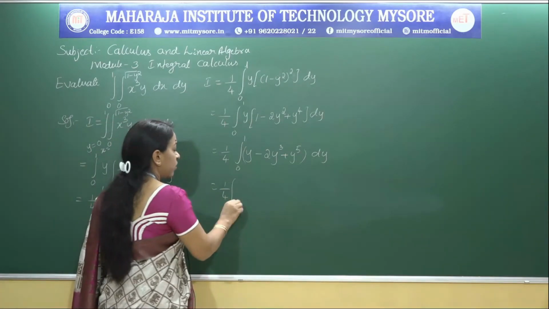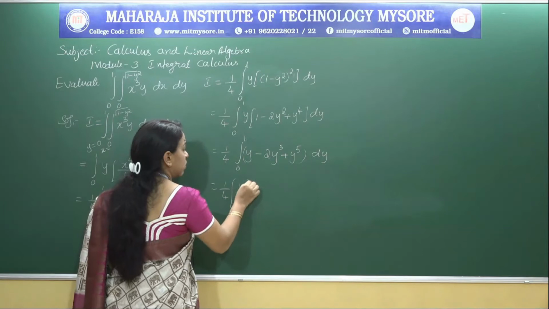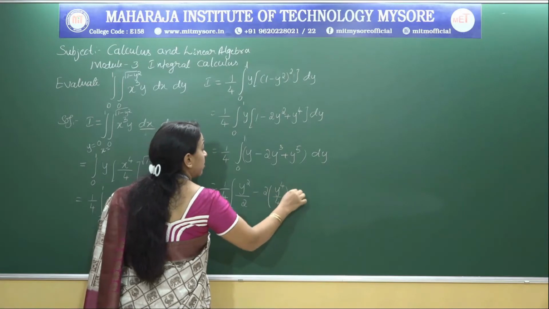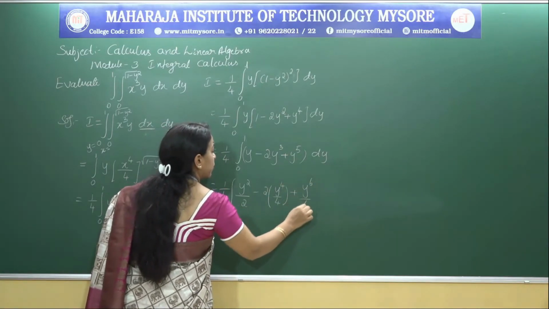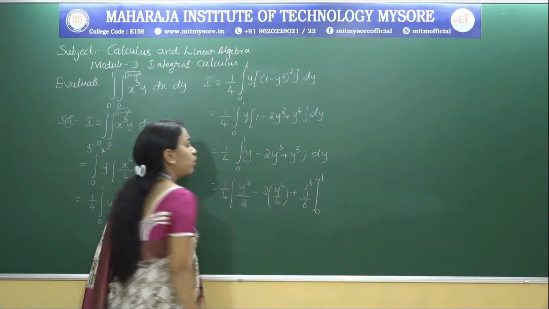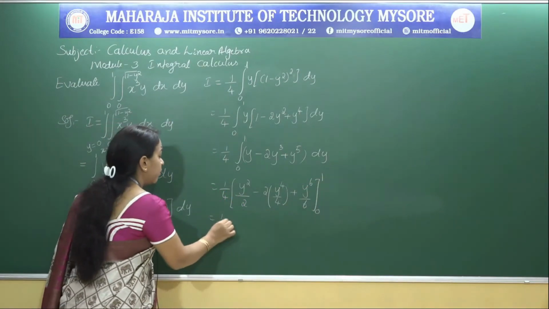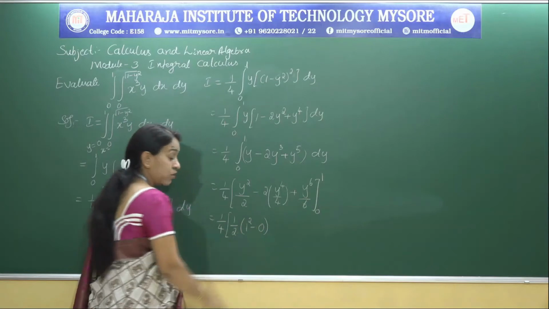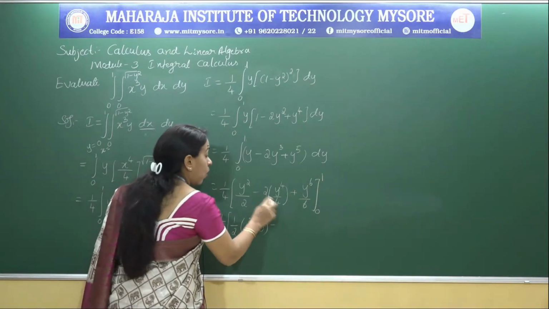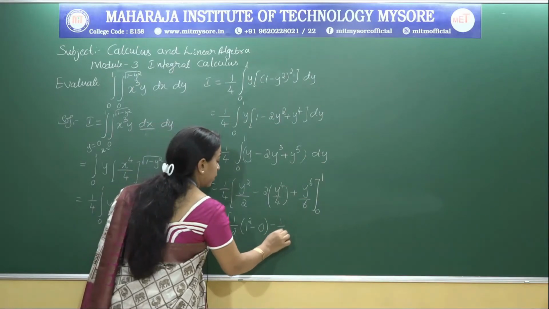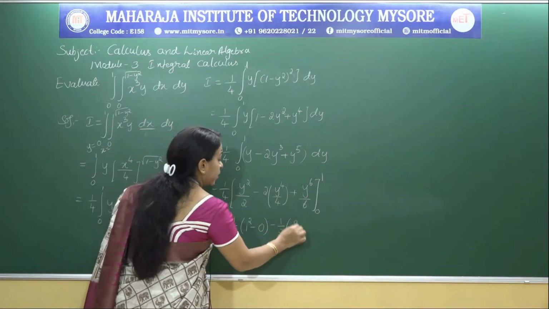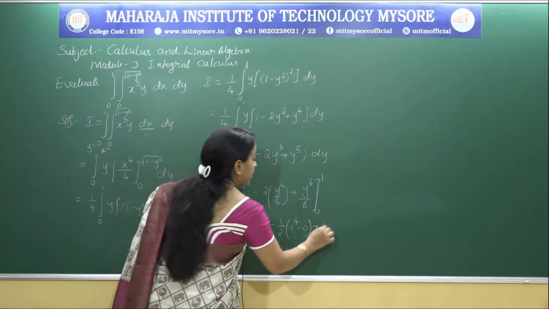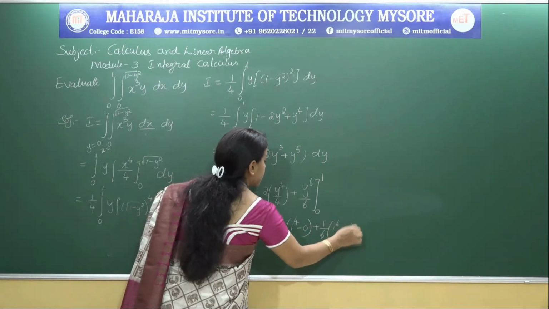So 1 by 4 into constant, y integration y square by 2, minus 2 times of y cube integration y power 4 by 4, plus y power 5 integration y to the power of 6 by 6, between the limit 0 to 1. Now apply the limit. 1 by 4 is a common multiple. 1 by 2 into 1 minus 0, of course 1 square minus 0 square, nothing but 1 minus 0. 1 by 2 by 4 is nothing but 1 by 2 into 1 power 4 minus 0, plus 1 by 6 into 1 to the power of 6 minus 0.